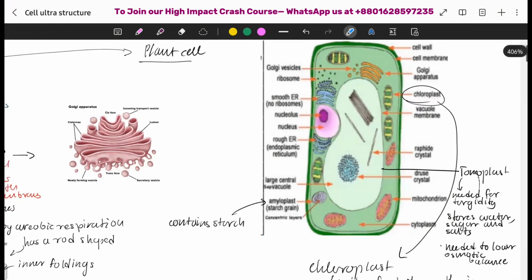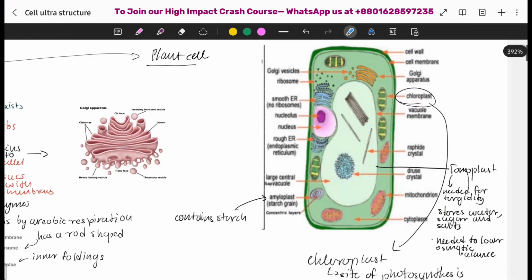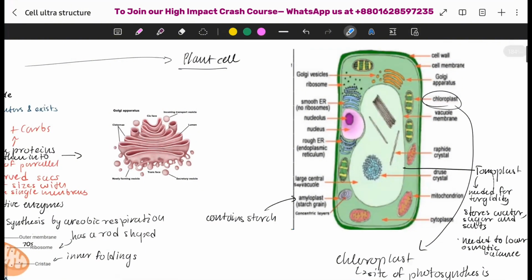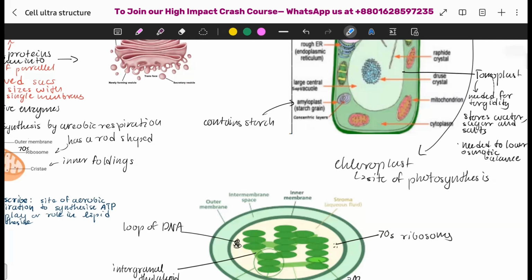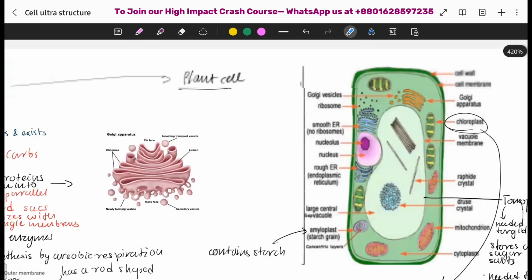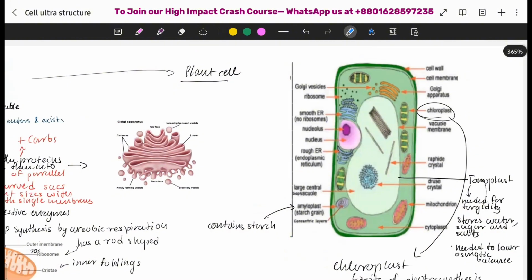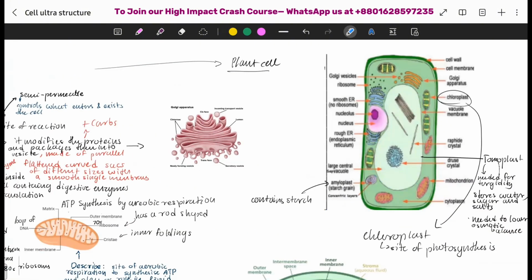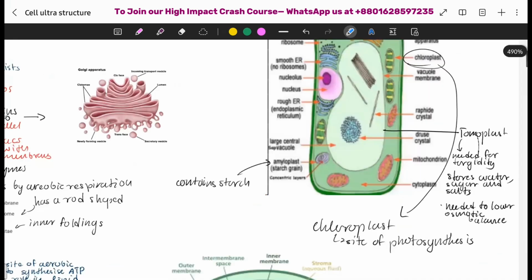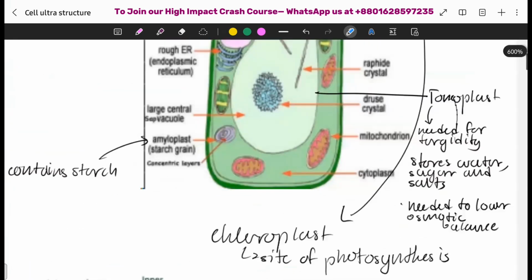Chloroplast is only present in plant cells because we know chloroplast is the site of photosynthesis, and only plants can photosynthesize. So that's why chloroplast will be present in plant cells. Golgi apparatus, everything same. Also, the membrane of the vacuole, we know the name is tonoplast, okay? The vacuolar membrane is the tonoplast, and we need it for turgidity. It gives the cell turgidity, and it will store water, sugar, salts inside. It's a storage again for water, sugar, and salts. And this basically lowers the osmotic balance.